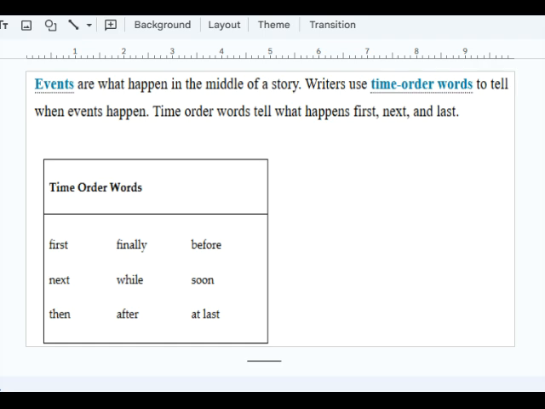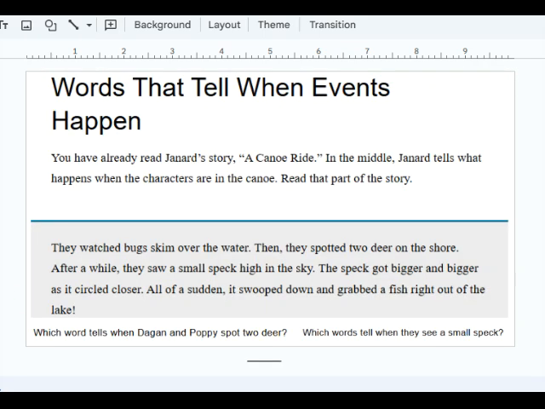So here is a chart with many, many examples of those time order words. You can see it says first, next, then, finally, while, after, before, soon, and at last. You have already read Jannard's story, A Canoe Ride.